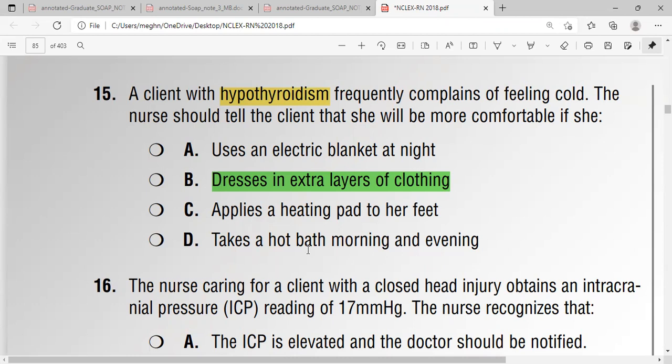So it is good not to go with those. The use of an electric blanket or heating pad can result in burns, making answers A and C not correct. Answer D is incorrect because the client with hypothyroidism has dry skin, and a hot bath morning and evening would make her condition worse. So we prefer answer B.